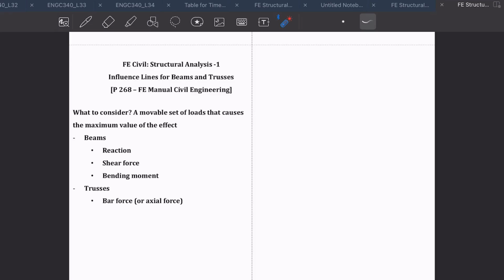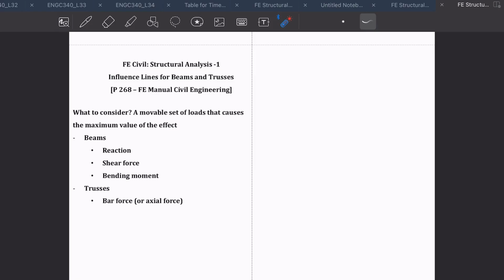Hello everyone. In this video, I will try my best to help you prepare for your FE exam for civil engineering, for this structural analysis section. If you look at the FE manual on page 268, that's where the structural engineering section begins. But the first part is structural analysis, and the first topic is the influence lines for beams and trusses.